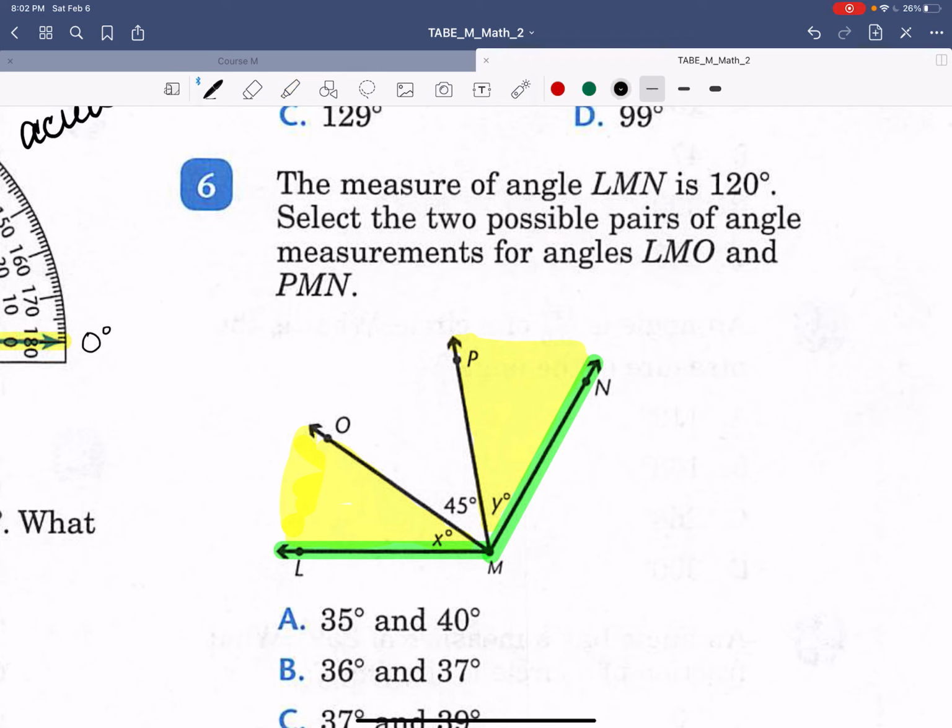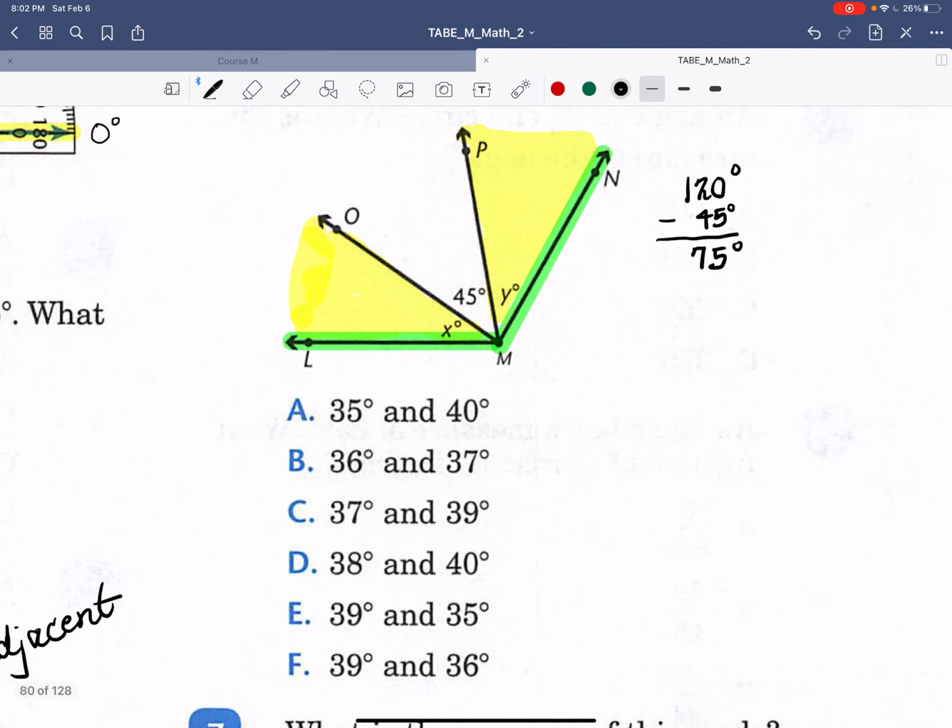Now, I already have 45 in there, so we've got 120, that's the green, the whole thing, minus 45. Let's go ahead and take out what we know. So we have 75 degrees left. And then I want to find 2 angles down here that add up to 75.